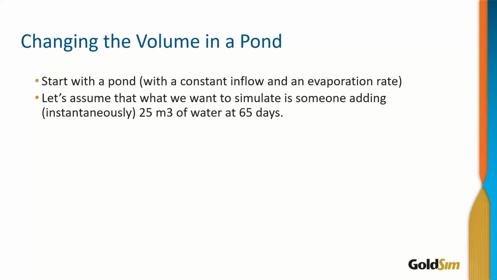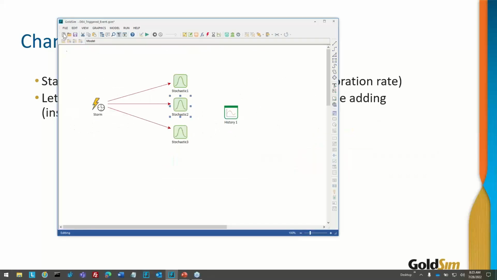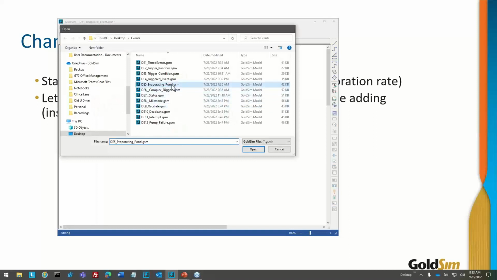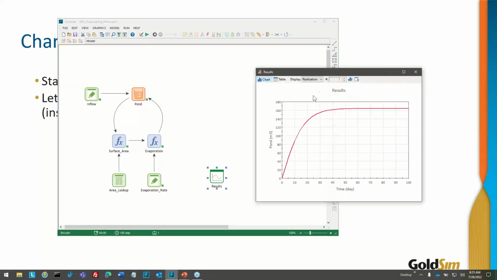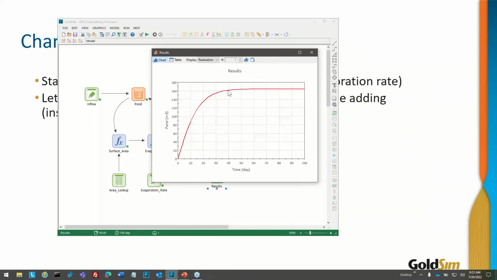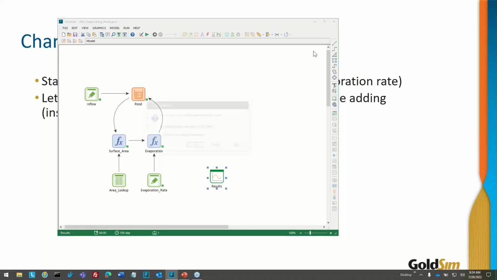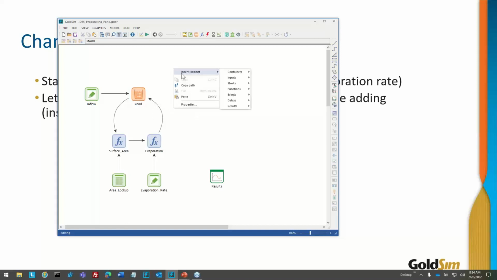So let's just look at a simple example. We're going to start with a pond, and we're going to make something happen instantaneously. Let's say 65 days. In particular, I want to add water to this pond at 65 days, right? So I'm going to open a little model that's already built here. It's just a model of a pond that's got some inflows and then it's got some evaporation. If I were to run the model, the pond just kind of fills up with water and then reaches some steady state. So that's what's happening in this model. I want to now add water instantaneously to this pond. And we'll talk about what we mean by that, but let's go ahead and do that.